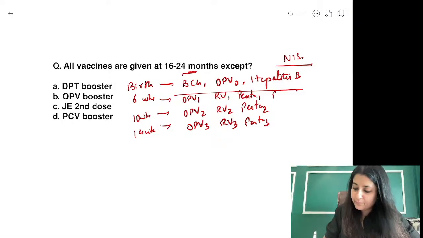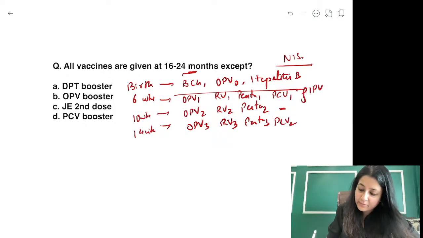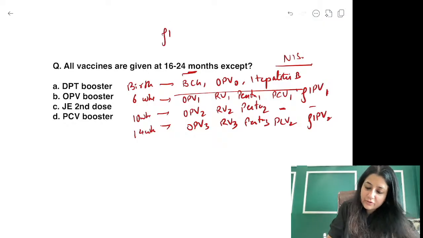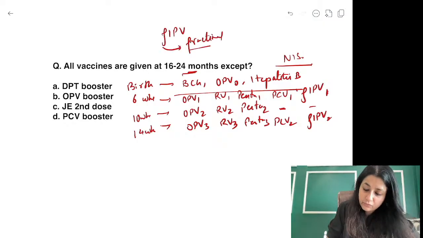Then what will you give? PCV, conjugate. Polysaccharide below 2 years is not recognized. PCV1, PCV2, fIPV1, fIPV2. Remember, this is fractional IPV. F means fractional. Fractional means it is what? 1/5 of full dose.